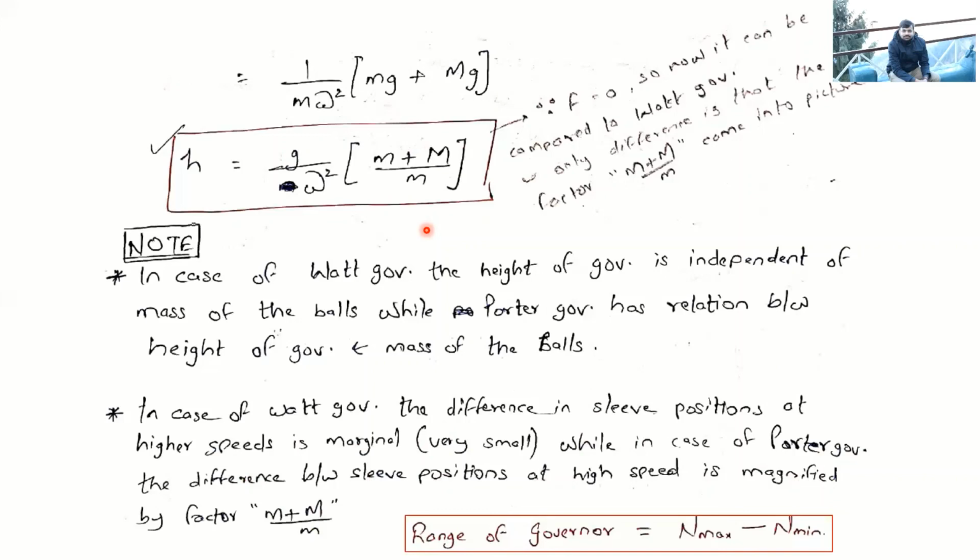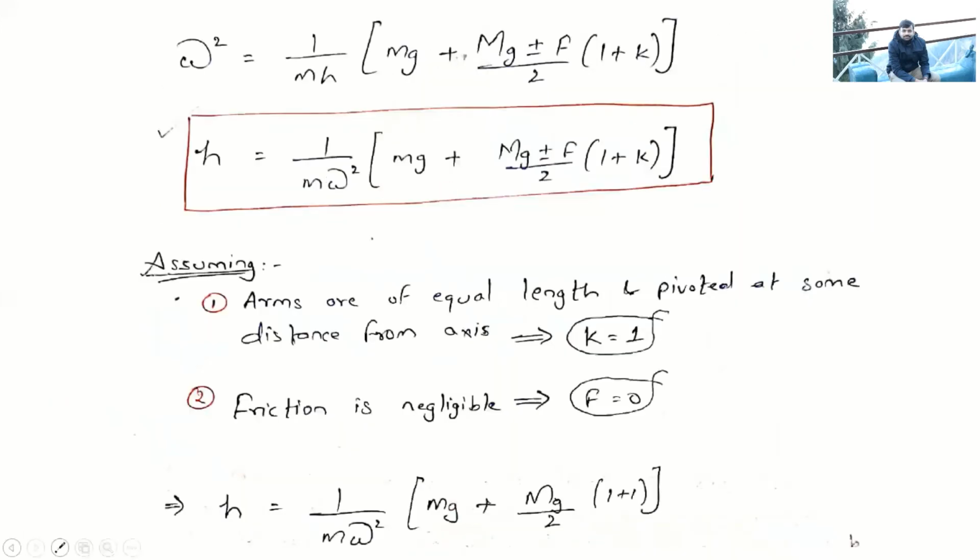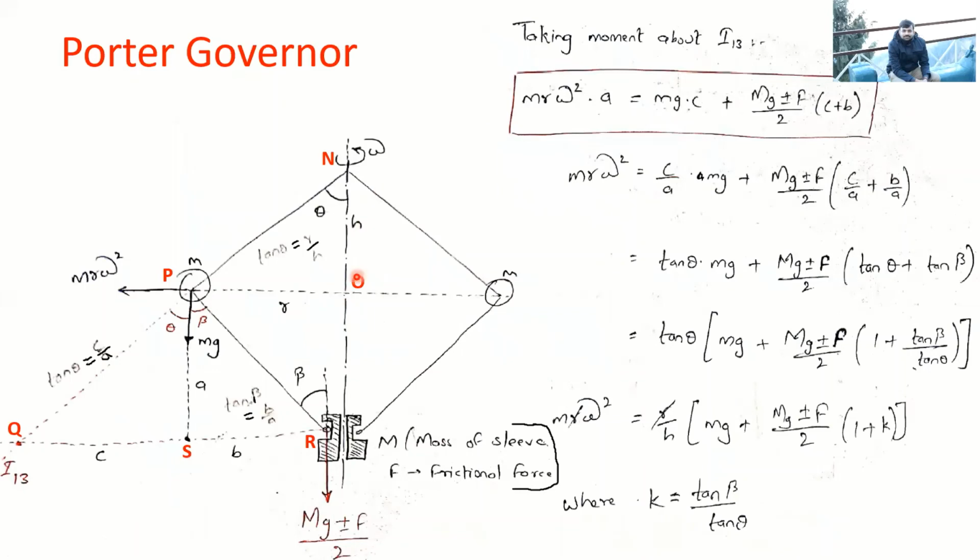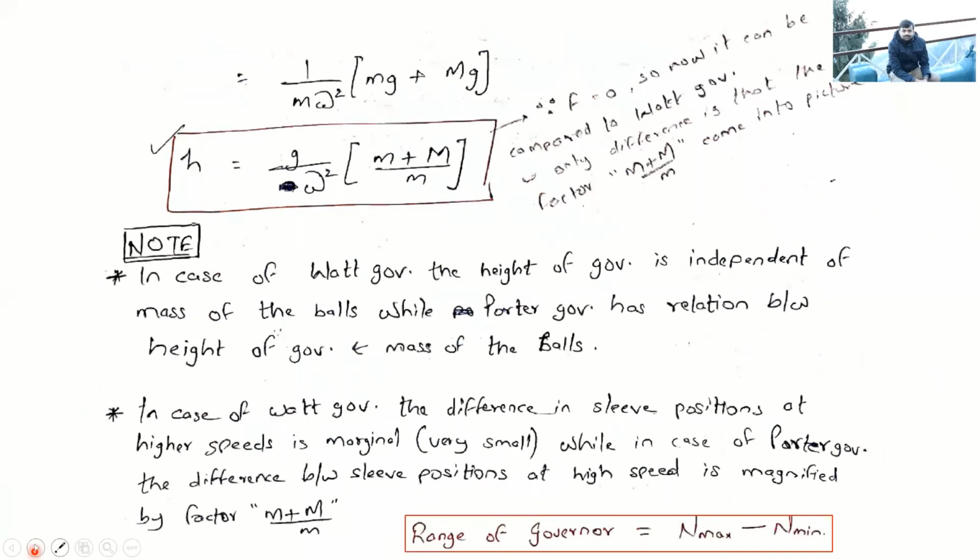One another term is called the range of governor. The range of governor is nothing but the maximum speed of the governor minus the minimum speed. So when will the speed be maximum? That is when the height of the governor is least. Why? Because at higher speeds, the balls will rise further up and the height will reduce. So, the higher the speed, the less the height of the governor. I hope this is clear to you, how this governing equation is derived in case of a Porter governor.